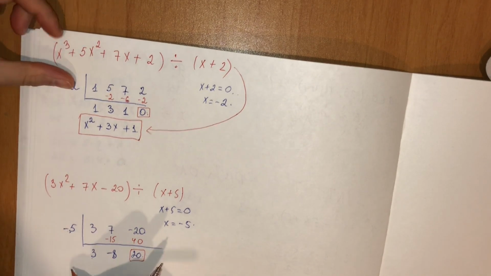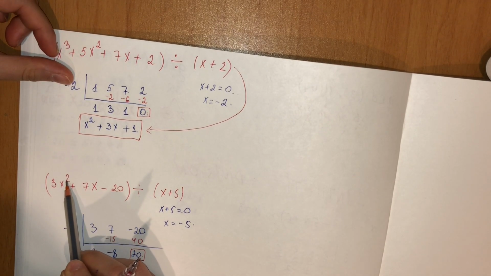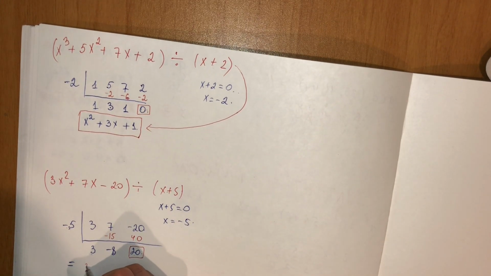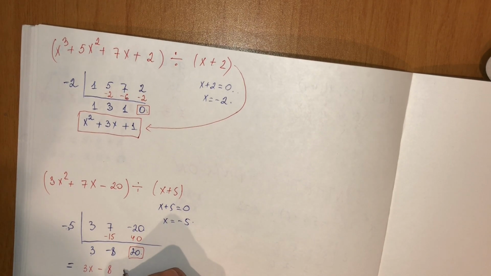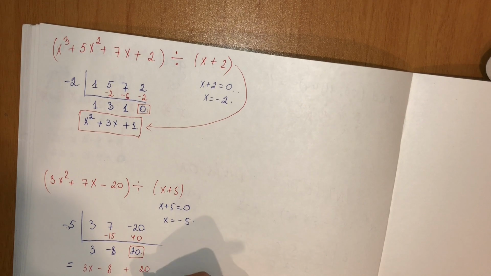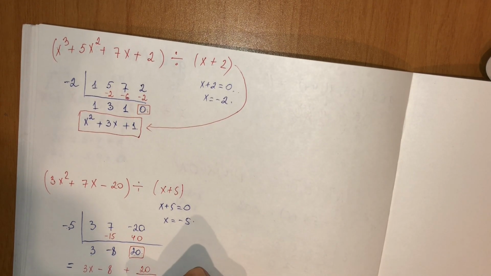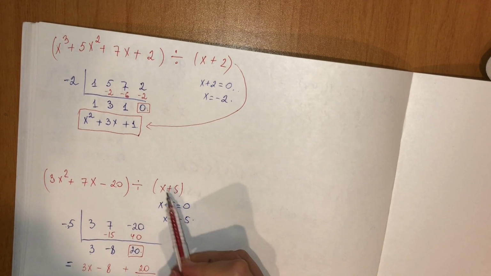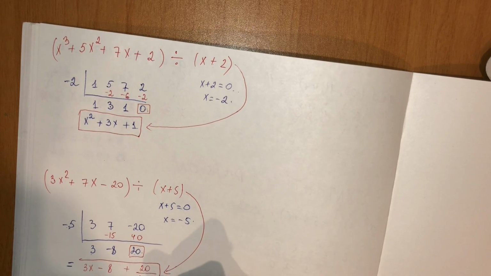Let's continue. If we divide 3 times x squared by x, we will get 3 times x minus 8 plus 20 divided by x plus 5. So this is the remainder. If we divide this polynomial by x plus 5, we will get this result.